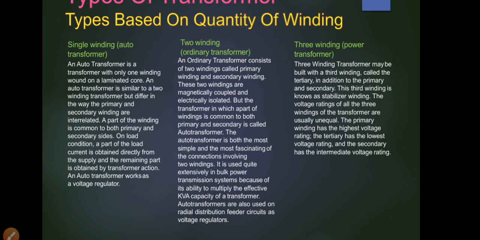The auto transformer is both the most simple and the most fascinating of the connections involving two windings. It is used quite extensively in bulk power transmission systems because of its ability to multiply the effective kilovolt ampere capacity of the transformer. Auto transformers are also used on radial distribution feeder circuits as voltage regulators.